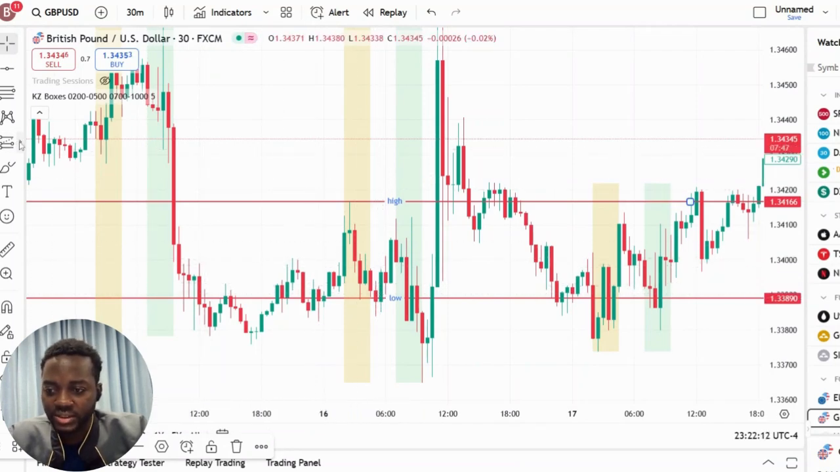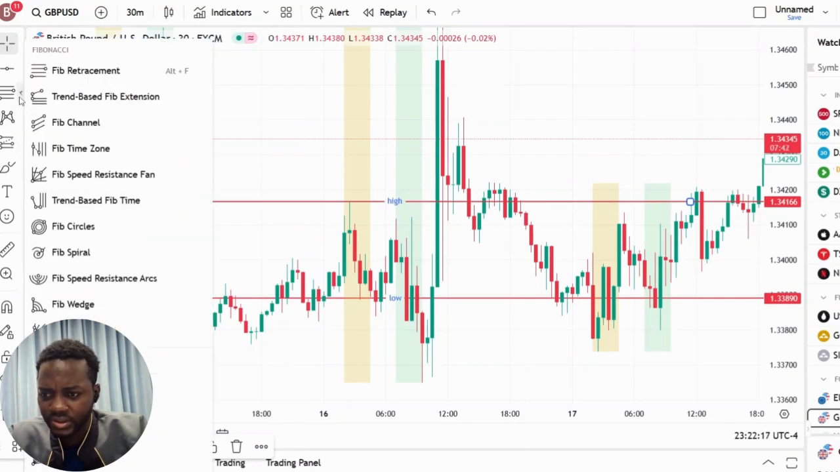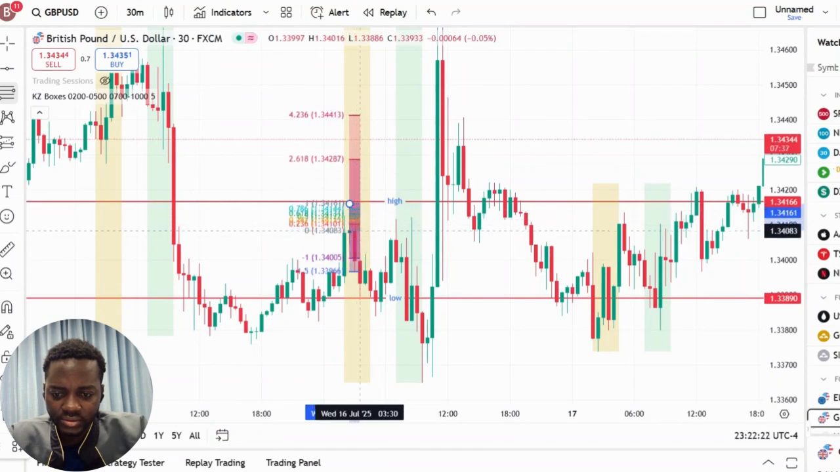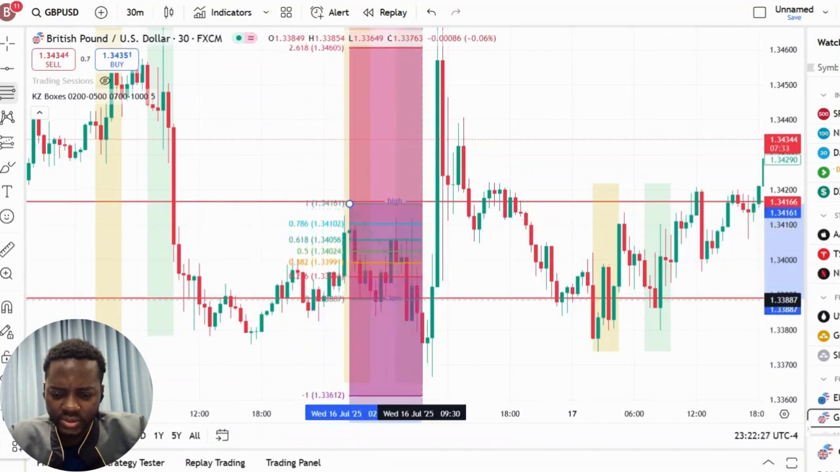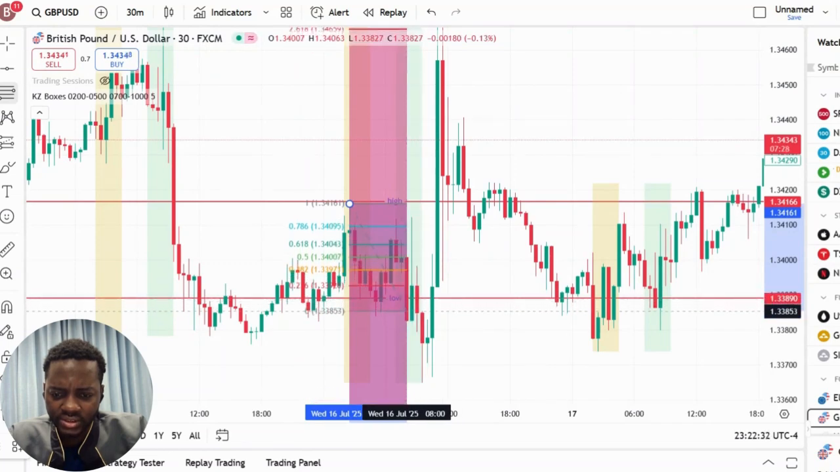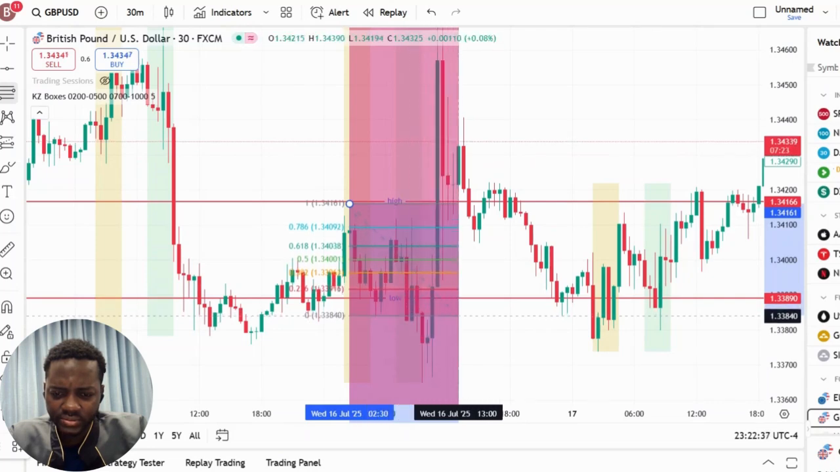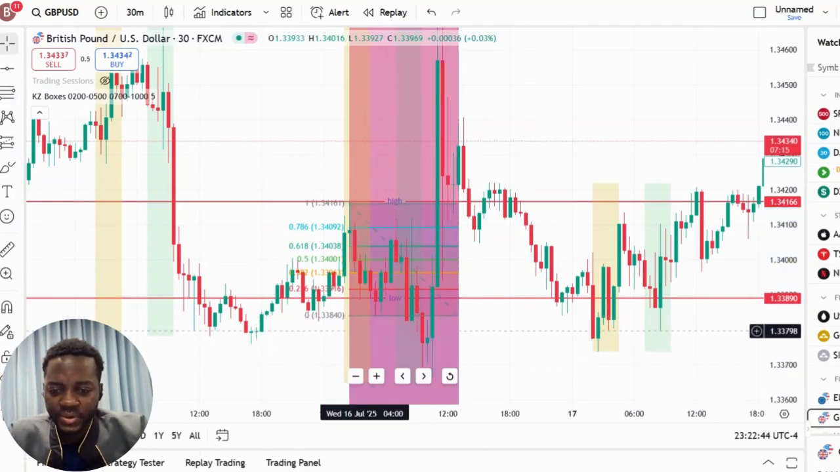You take your Fibonacci. Okay, where's my Fib? Or you take your Fibonacci and you put it through the high and low of that day. You can even take it here. You can put it here as the low of that day. Okay, here's a good example. This is the high and this is the low.